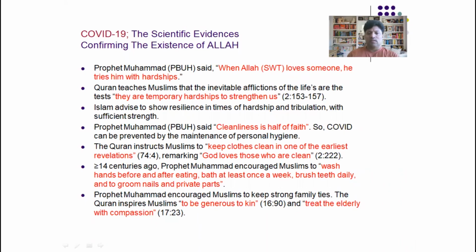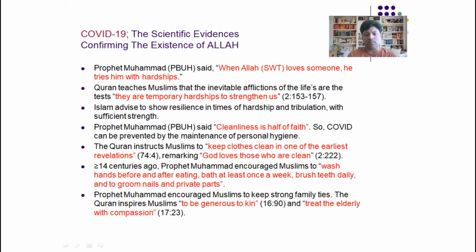Prophet Muhammad said, cleanliness is half of faith. So COVID-19 can be prevented by maintenance of personal hygiene. The Quran instructed Muslims to keep clothes clean in one of the earliest revelations, remarking that God loves those who are clean. More than 1400 years ago, our Prophet Muhammad encouraged Muslims to wash hands before and after eating, bathe at least once a week, brush teeth daily, and groom nails and private parts.